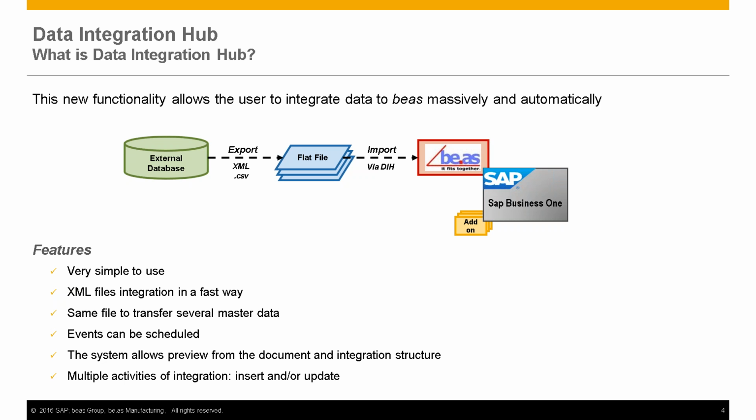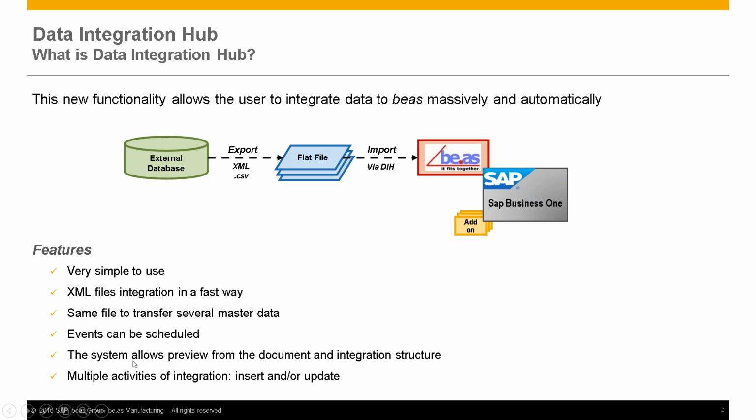What are the special features that we have with this new tool? Well, first of all, it's very simple to use. It can integrate the XML files in a fast way, and you can use that same file to transfer several master data. For example, if you have an item that has all the bill of material and routing all in one file, we can create several events to import that information into the system with just one file.